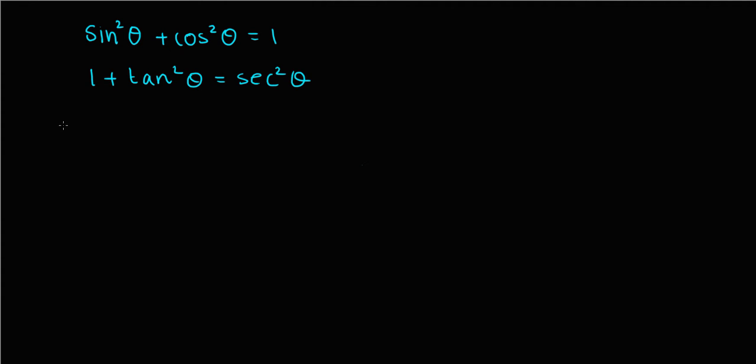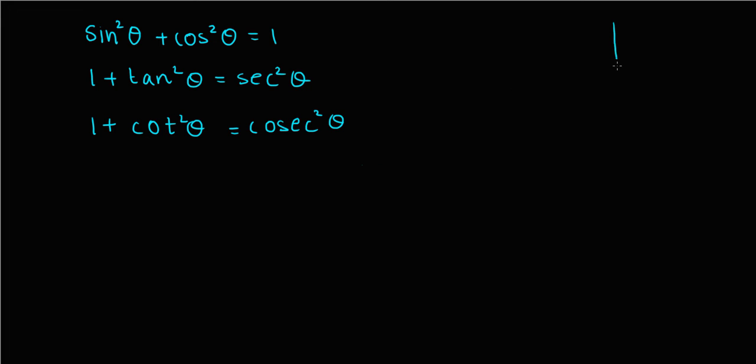We will start with trigonometric identities. There are three identities that we need to do in this chapter. We have sine square theta plus cos square theta equal to 1. Then 1 plus tan square theta equal to sec square theta. And 1 plus cot square theta equal to cosec square theta.